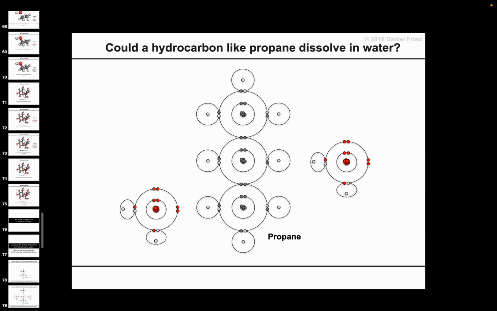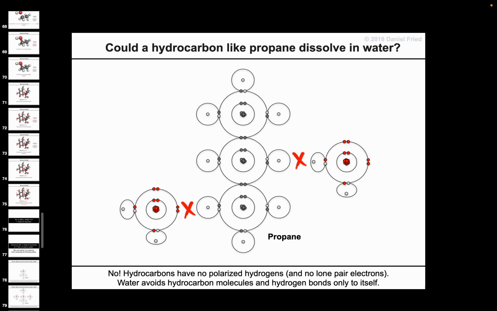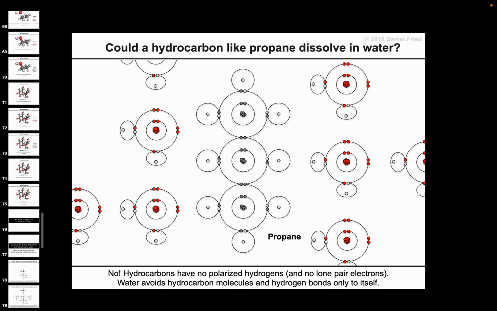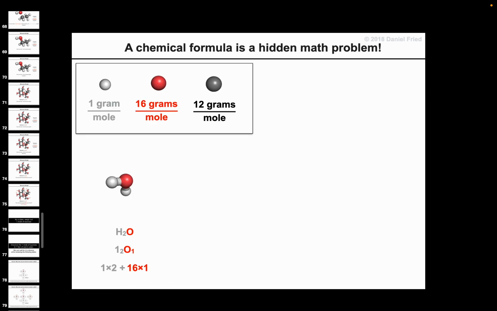This is just a showing of methanol. Could a hydrocarbon like propane dissolve in water? No! Hydrocarbons have no polarized hydrogens and no lone pair electrons. Water avoids hydrocarbon molecules and hydrogen bonds only to itself, which we talked about last episode. A chemical formula is a hidden mass problem.